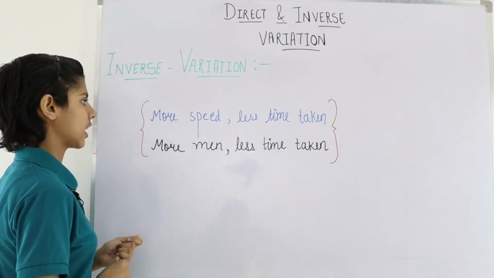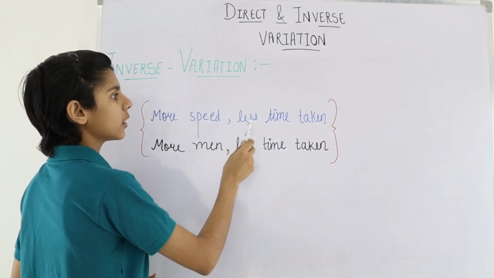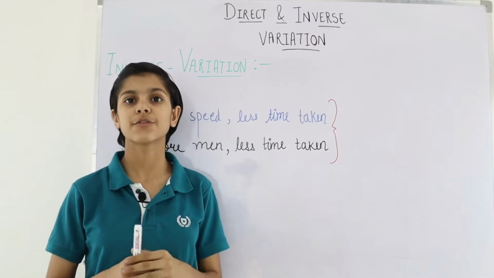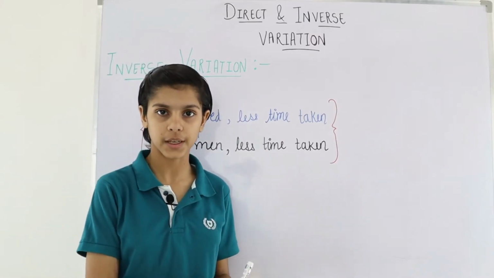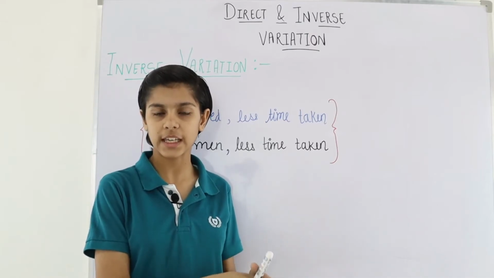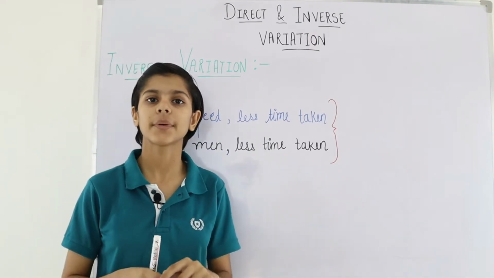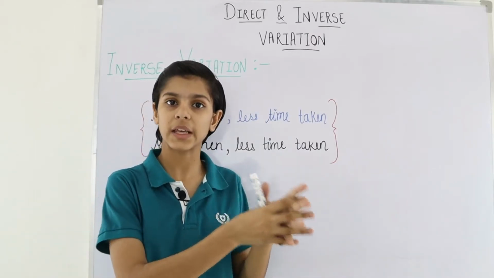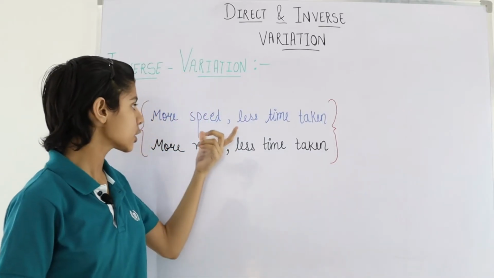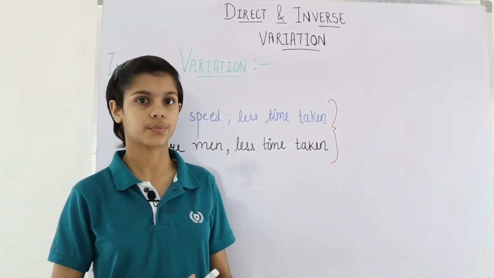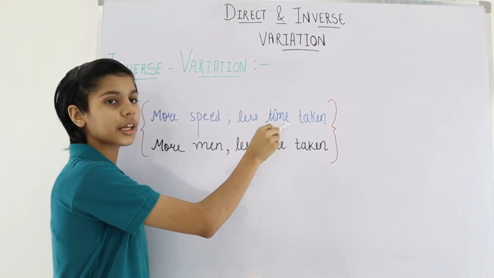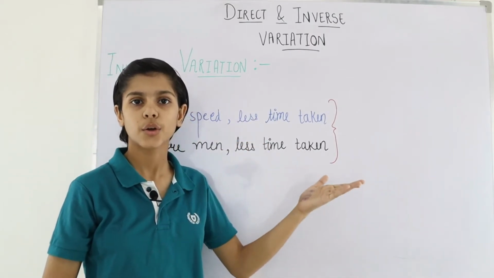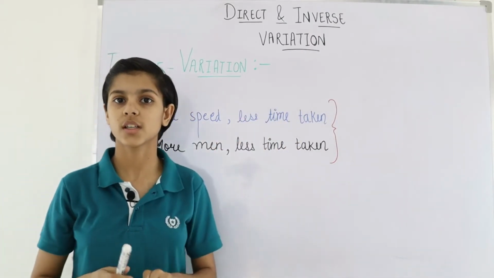So in this variation, for example, more speed, less time taken. These are variables that are given in a question. It means if an object is moving with more speed, then the time taken to reach a place will be less. मतलब कि यहाँ पे अगर कोई भी object तेज speed में जा रहा है तो जो time वो लेगा किसी भी place पे पहुंचने के लिए वो कम होगा. Means both these variables are opposite of each other. If speed is increasing, time taken will decrease, and if speed decreases, time taken to reach the place will increase. So it is inverse variation.